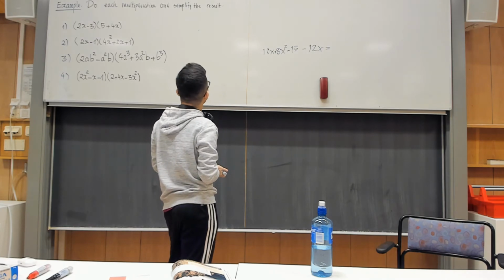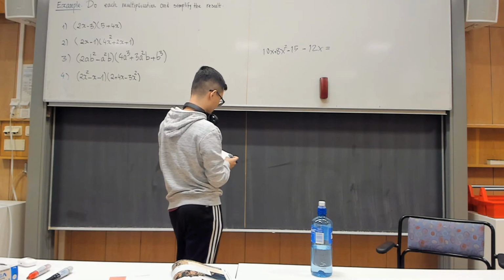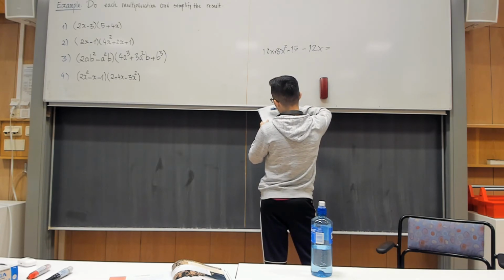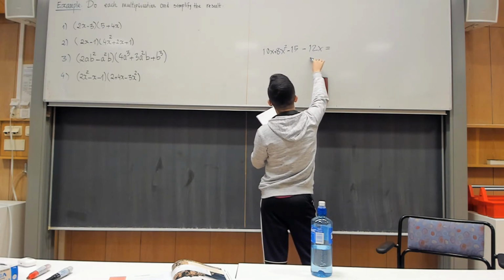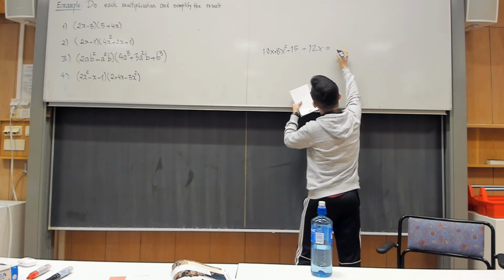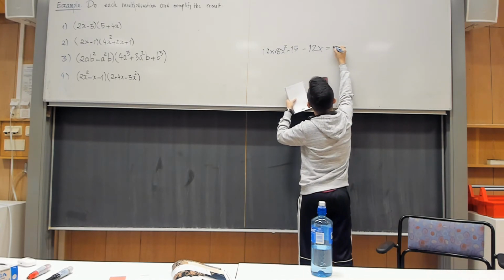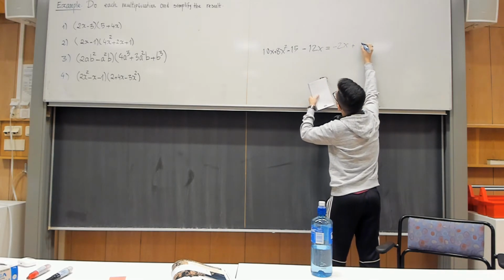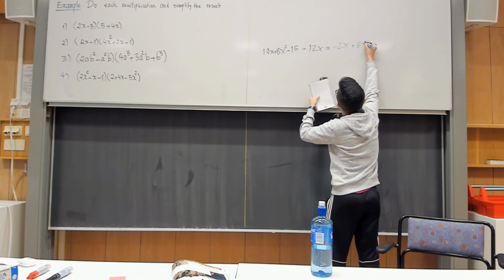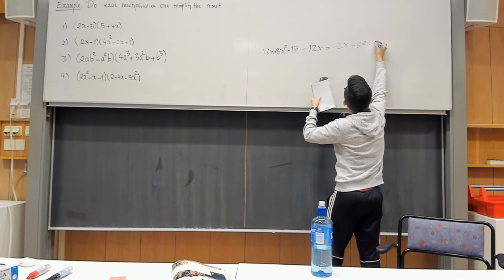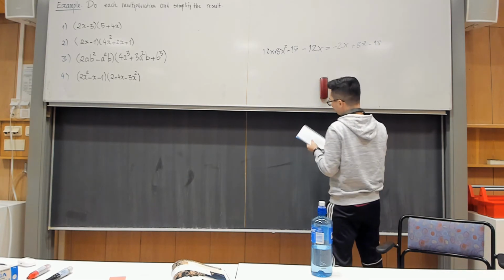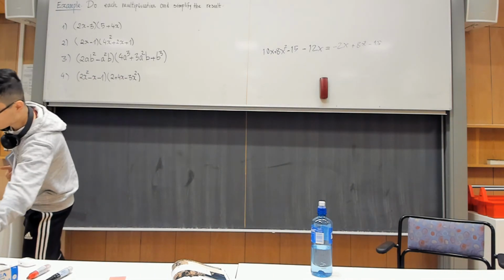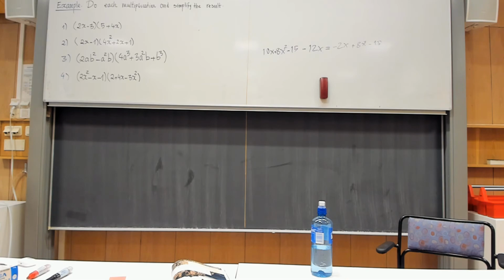Okay, can I simplify this more? Yes, please. 10x and 12x can be put together. And I can write it as minus 2x. And the other ones I can't do anything, so I just write them. So let me see. Minus 15, minus 2x, and minus.